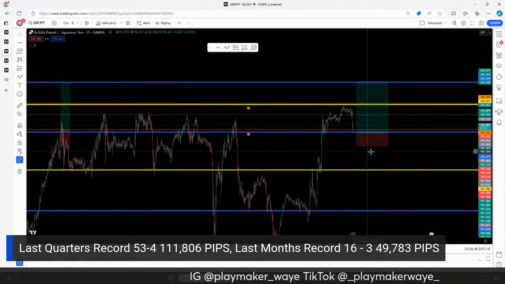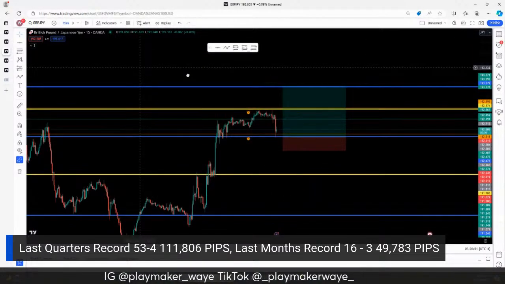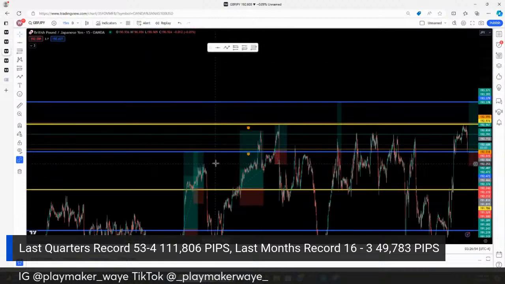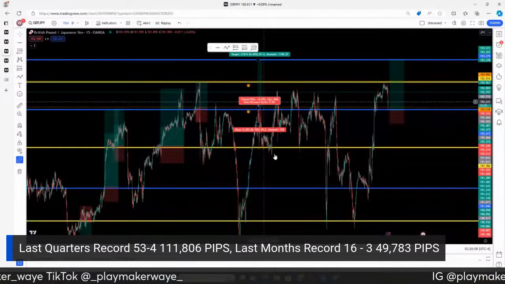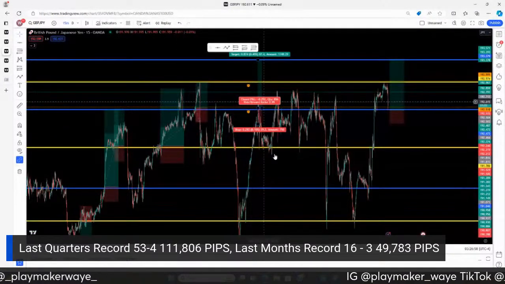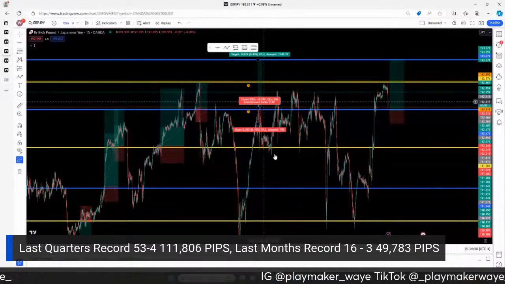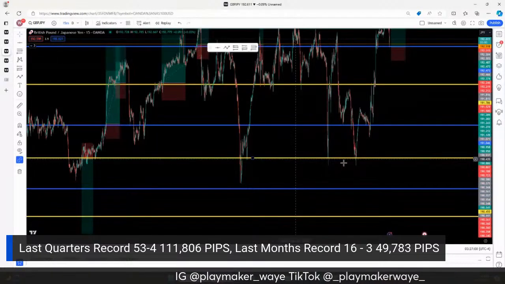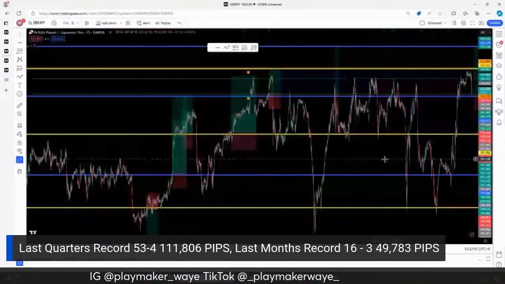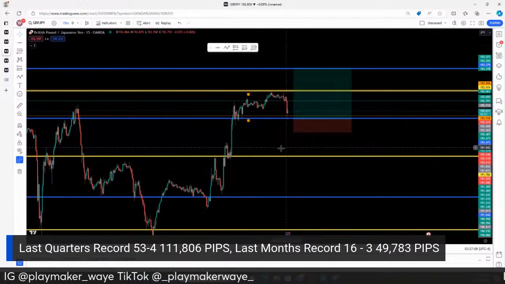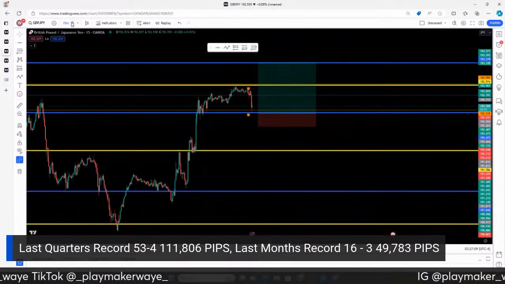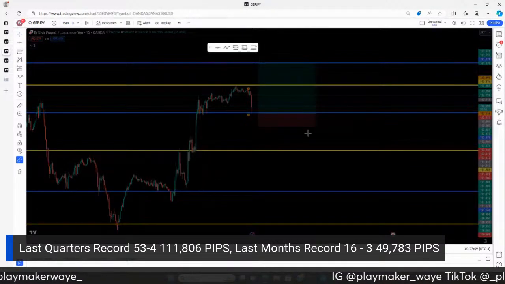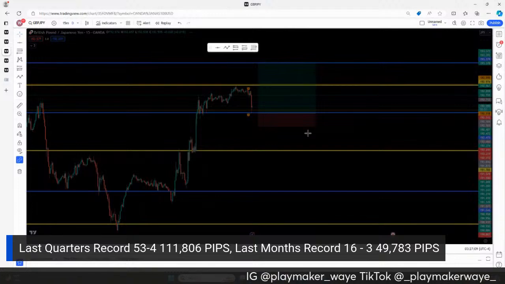Because again, as we can see here, every single time it's broken this level, it's rejected, but it's also failed to break past this level here to start the downtrend. So you know what I'm saying? At some point, it's going to have to give, right? And it's even more exaggerated when we go into the daily time frame. We'll just see price has been stuck in this box right here.